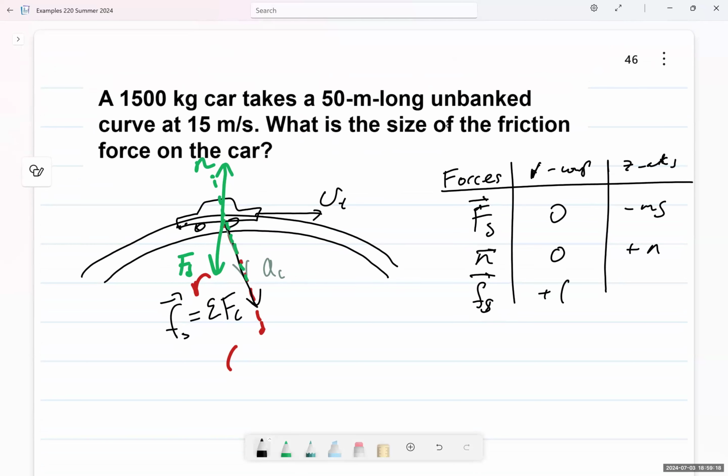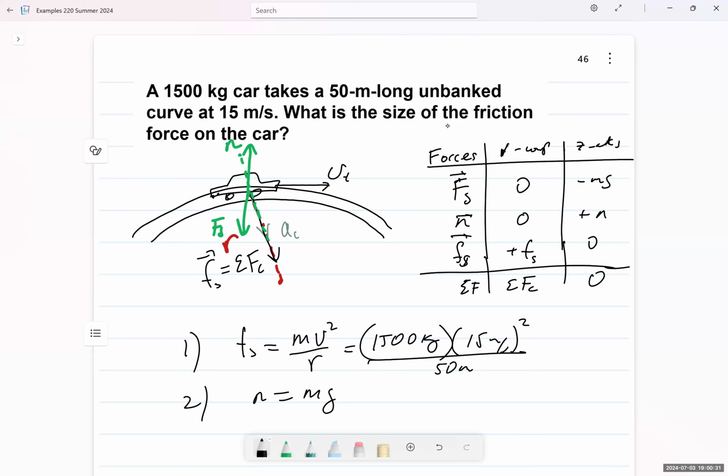All right, so in this example, it says a 1,500 kilogram car takes a 50-meter long unbanked curve at 15 meters per second. What is the size of the friction force on the car? Coming back over here, it's 1,500 kilograms times 15 meters per second squared, divided by the radius of 50 meters. I can easily solve that. It should be 6.8 kilonewtons.